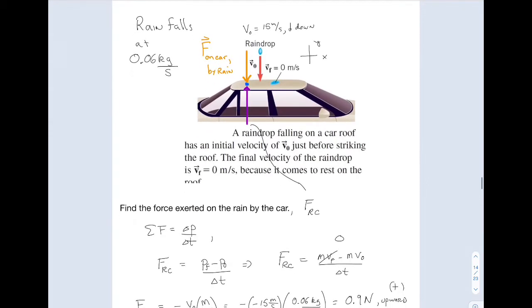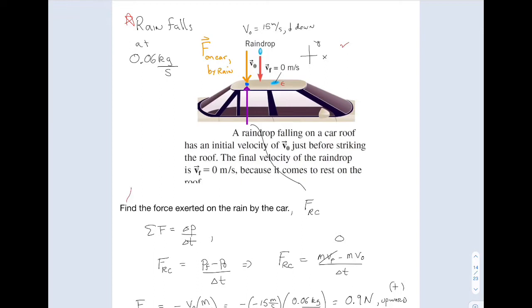Okay, another problem. Here I have rain falling on a roof. So I have raindrops falling on a roof. Let's say this is the rate at which the rain falls. It falls at 0.06 kilograms per second. Here's a coordinate system I picked. Let's say the rain hits the roof going at 15 meters per second. I just picked a number. It sounds kind of fast, but I'm just going to work with that number. So it hits the roof and the rain comes to rest on the roof.